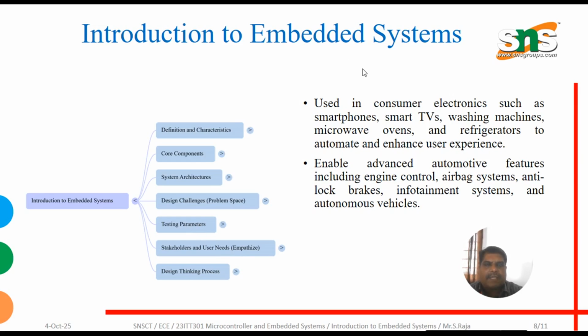Mainly, embedded systems are used in consumer electronics such as smartphones, smart TVs, washing machines, microwave ovens and refrigerators to automate and enhance the user experience. They enable advanced automotive features including engine control in high-grade vehicles, airbag systems for accident collision avoidance, anti-lock braking systems, infotainment systems, that is, playing music or watching movies while the car is running, and autonomous vehicles for automatic vehicle operation. So these are the various examples of embedded systems.